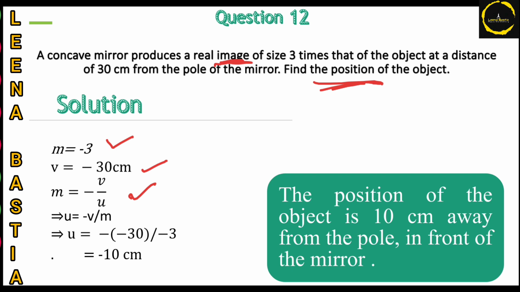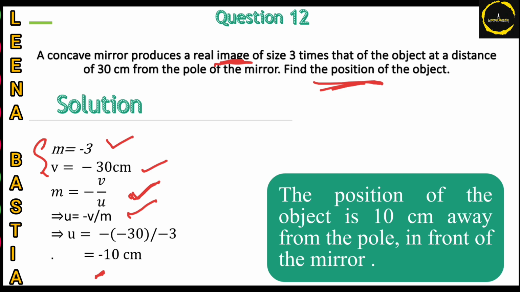Okay, u equal to minus v by m. From the magnification formula we got this formula, and then just substitute the values we had written, these two, and you will get minus 10 centimeter. The object position has to be minus always, that is clear. Now the distance is 10 centimeter.